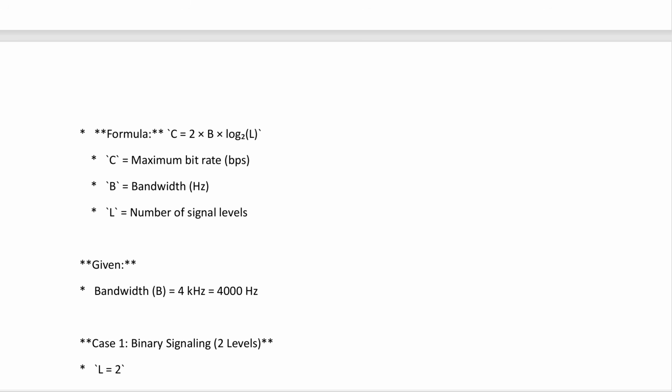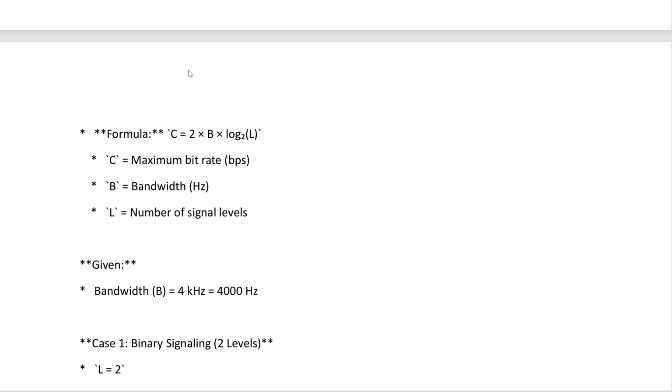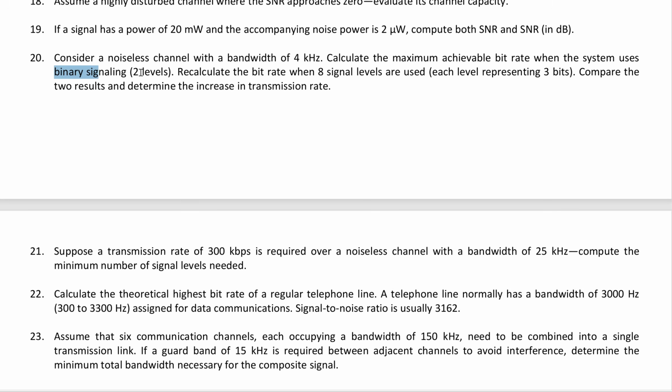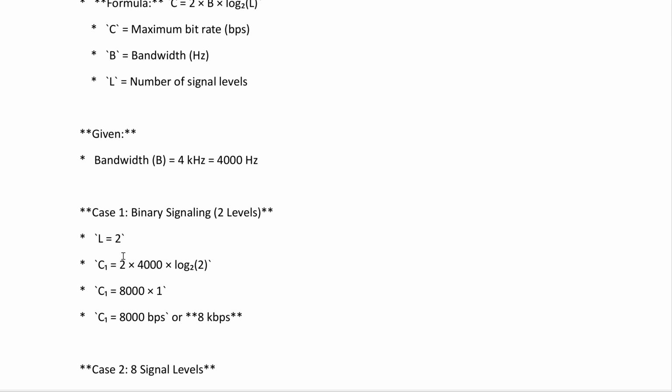So here bandwidth has been given to us as 4 kilohertz, right? So 4 kilohertz means 4 into 1000, 4000 hertz, right? And we have binary signaling, that is number of levels is 2. So L is equal to 2, right? So we have to calculate the maximum bit rate.